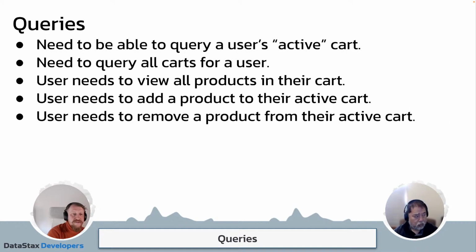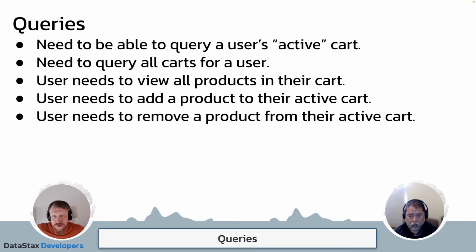That's very interesting. But first, we need to remember queries. What are customers going to do with this data? First, we need to be able to query the user's active cart. Not working with a customer wish list, but working with the active cart. We need to query all carts for a user to show a list, to show old carts. For example, to remind them: you still would like to buy this thing? Maybe. Let us earn some money.